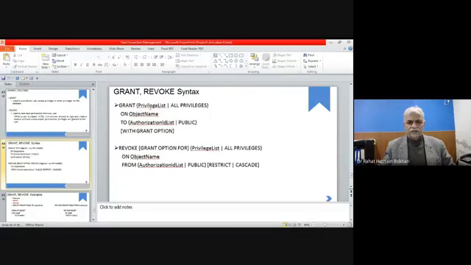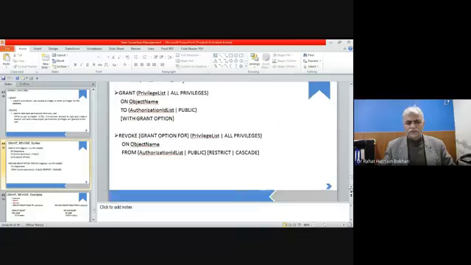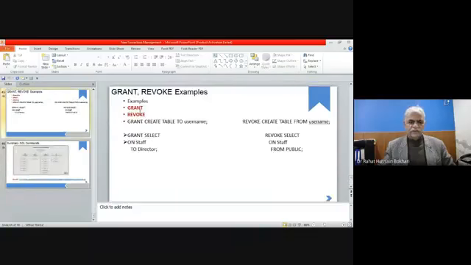This is the syntax of grant: grant privileges or all privileges on object name to user. We have studied this previously, and I give you some examples. Grant create table to username: in order to create a table, you have been granted the permission. Grant select: you can read the data. Revoke create table from username: in this manner, the user can't create a table. Revoke select on staff: the user can't read the data from staff. So these are the examples.